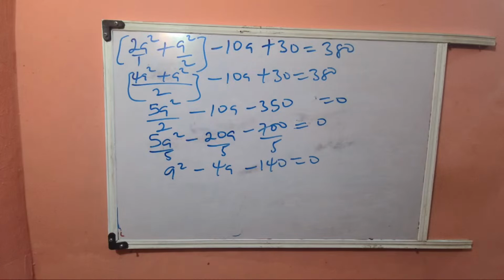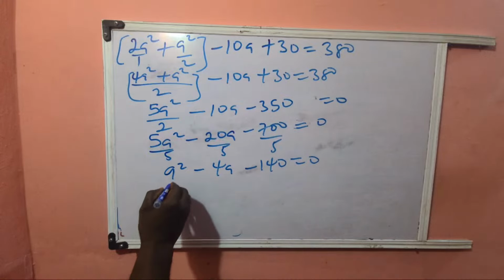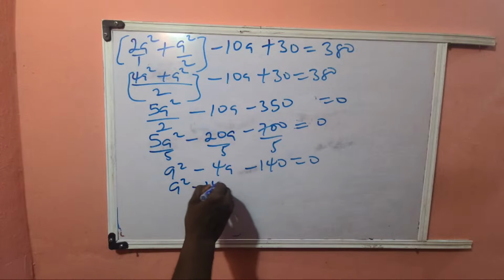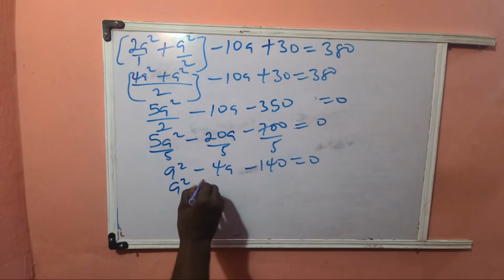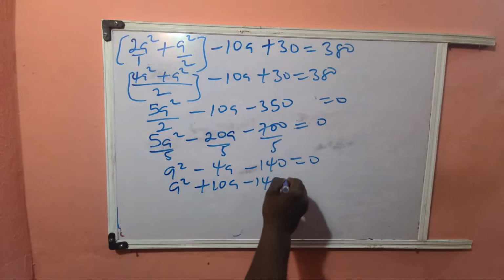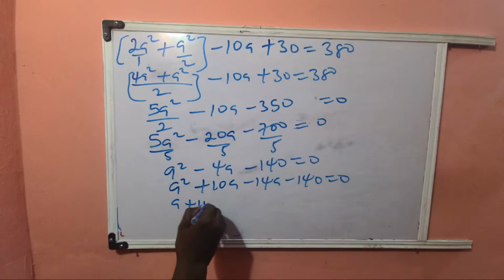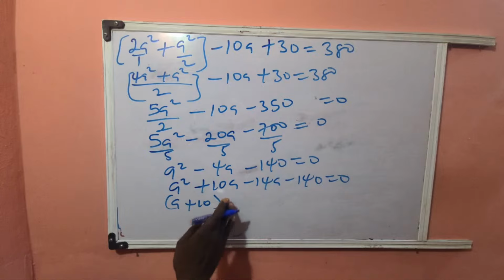Of course, if you solve this, you will be looking for something that when you multiply together will give you 140, and when you add together will give you minus 4. The two factors there will be minus 14 and plus 10. So you can say plus 10a and minus 14a minus 140 equals to 0. So this will be a plus 10, and a minus 14.